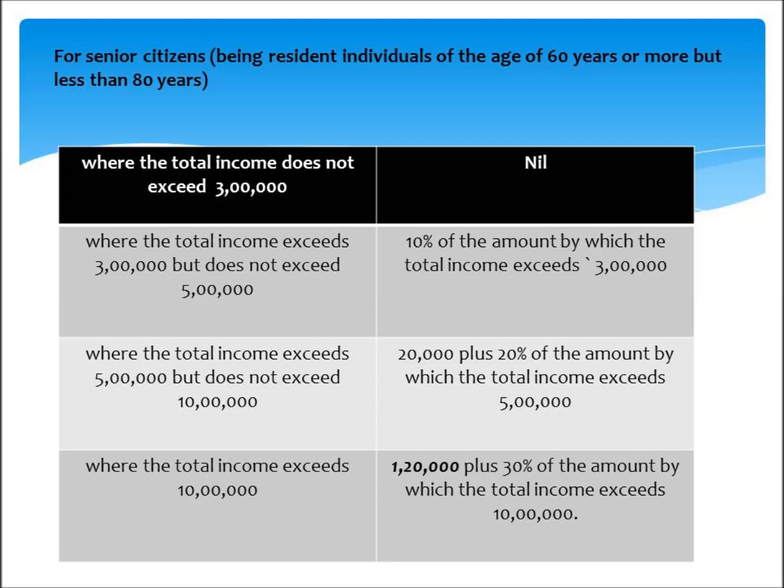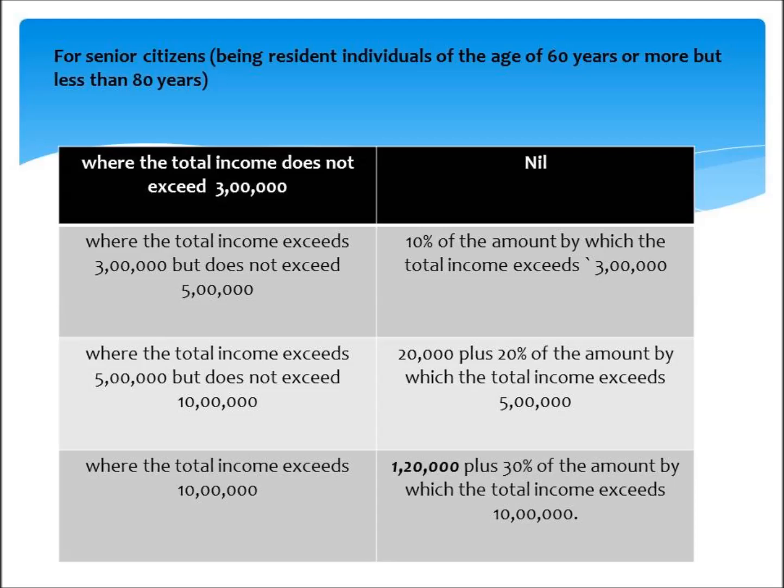The total income exceeds 10 lakh. So what is the amount of income tax to be paid? 1,20,000 plus 30% of the amount by which the total income exceeds 10 lakh. The same way in which we did in the previous slab. 30% of the amount by which it exceeds 10 lakh, plus 1,20,000, will be the total income tax liability if my total income exceeds rupees 10 lakh.